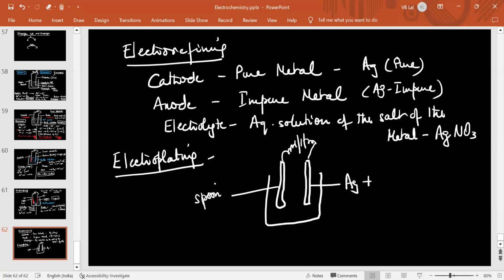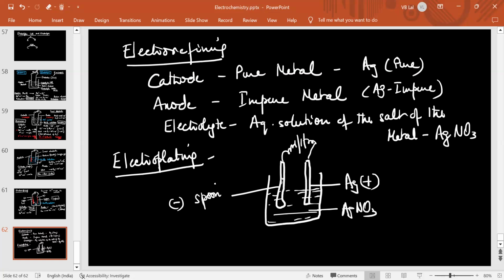So this is the positive electrode, and the spoon acts as the negative electrode. And you fill in an electrolyte here. The electrolyte here will be silver nitrate. Now, when you do electrolysis, what will happen? Silver will go into solution and form silver ions. And these silver ions will get deposited on the surface of the silver spoon.